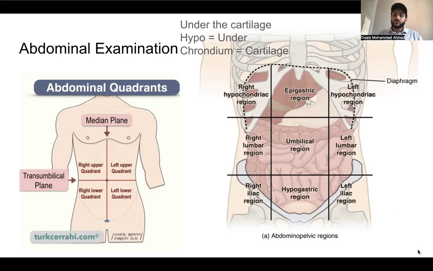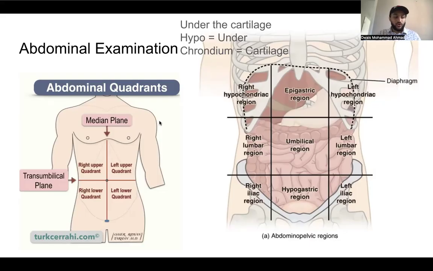And now let's come over here into this nine-region one. I believe this is called the abdominopelvic way. And over here, it starts below the diaphragm, okay? Now we can start off with the hypochondrium. First of all, what does hypochondrium mean? It essentially means underneath the cartilage. Hypo means under, and chondrium means cartilage.